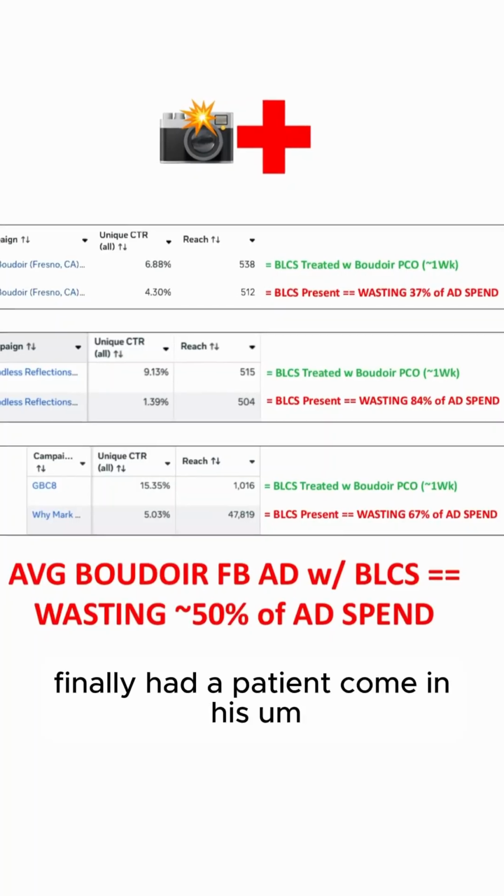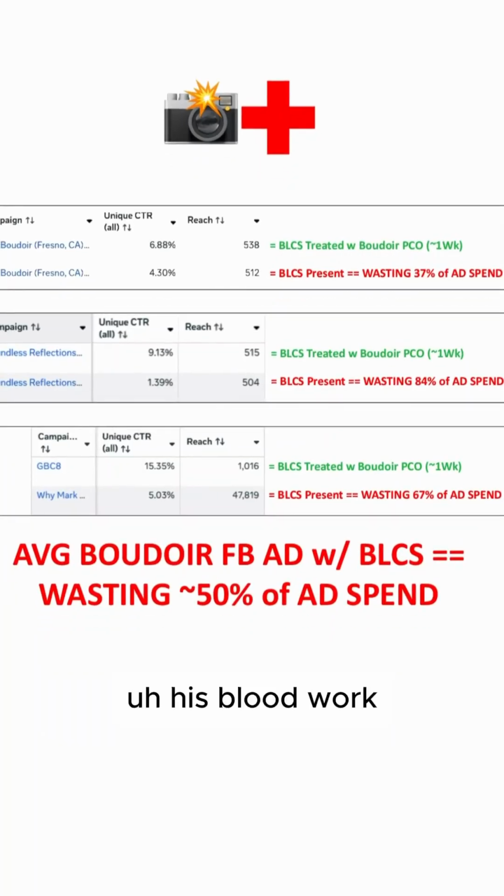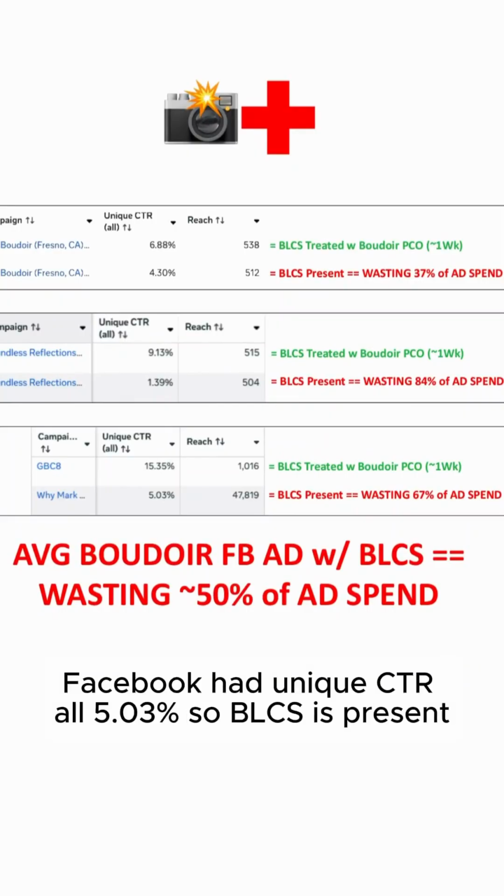Finally, had a patient come in. His boudoir Facebook ad had a unique CTR of 5.03%. So BLCS is present.